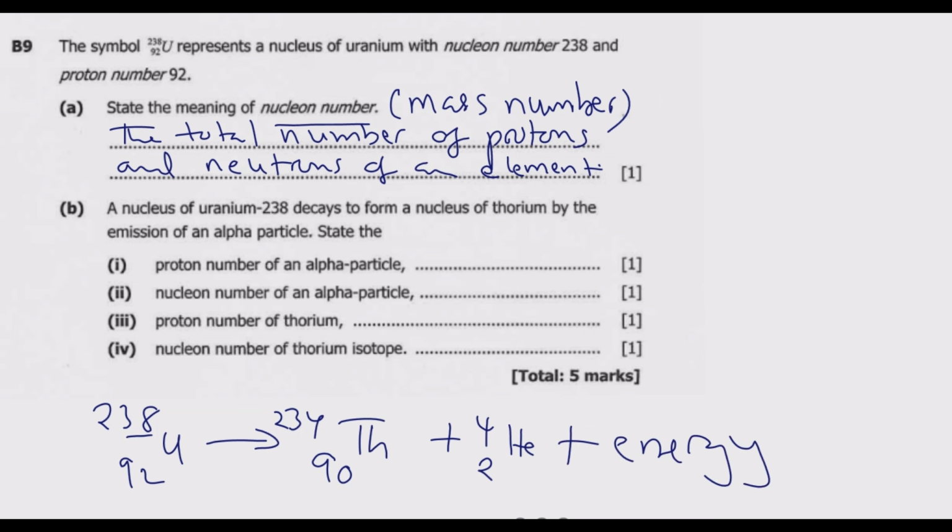So question B1, we need to find the proton number of an alpha particle. So the proton number of an alpha particle is 2. Then the nucleon number, which is the total number of protons and neutrons in helium, is 4. Then the proton number of thorium is 90 after losing 2. Then the nucleon number of thorium is 234 after losing 4 particles. So this is how you answer this question to get the full 5 marks.